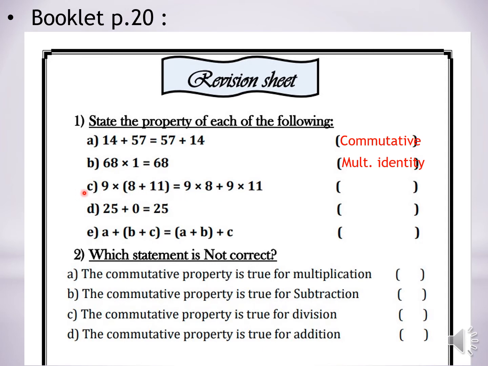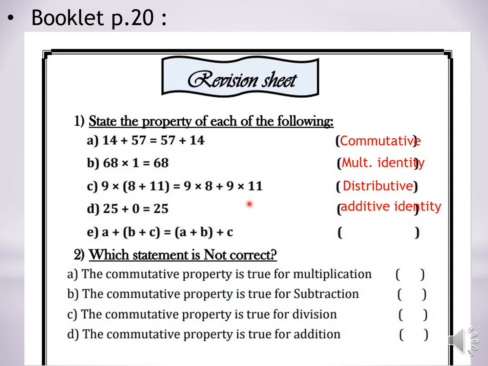In letter C, 9 times the bracket 8 plus 11 equals 9 times 8 plus 9 times 11. This is the distributive property because I distribute the 9 among 8 and 11. 9 times 8 plus 9 times 11. So it's a distributive property. In letter D, 25 plus 0 equals 25. Here, any number plus 0 equals the same number. This is the additive identity.